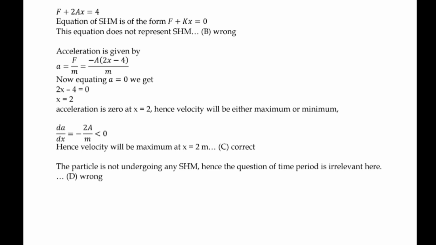So what we do is we differentiate acceleration and we find that it becomes minus 2 capital A divided by m. Now A and m here are constants which are positive. So dA by dx is clearly a negative term. So the derivative of acceleration is negative, or in other words, the double derivative of velocity is negative. So the double derivative of any function being negative means the function is going to be maximum. So the velocity will be maximum at x equals to 2. So option C is going to be correct.